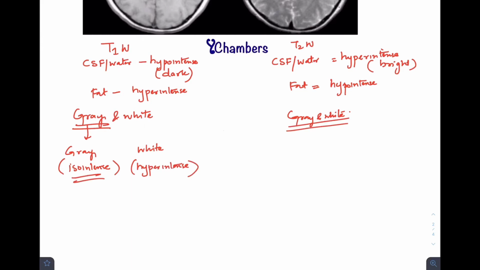How to remember the T2 weight sequence for grey and white matter? So on the T2 weight sequence, the white matter will be hypointense. So if white matter is hypointense, that means grey matter should be hyperintense on T2. So white matter is hypointense on T2 weight image, and grey matter is hyperintense on T2 weight image.